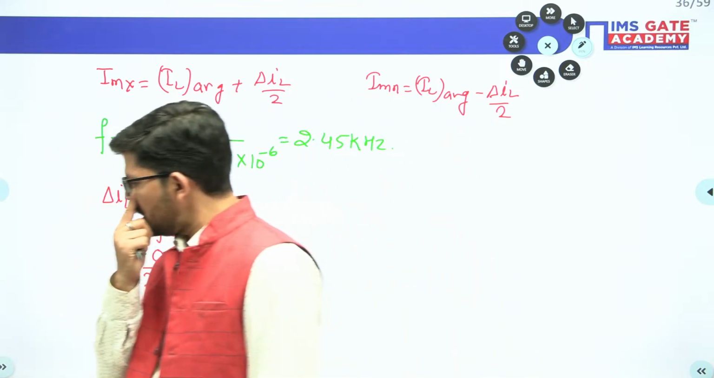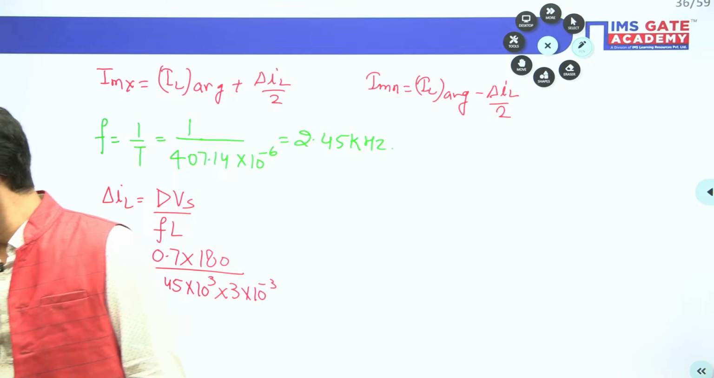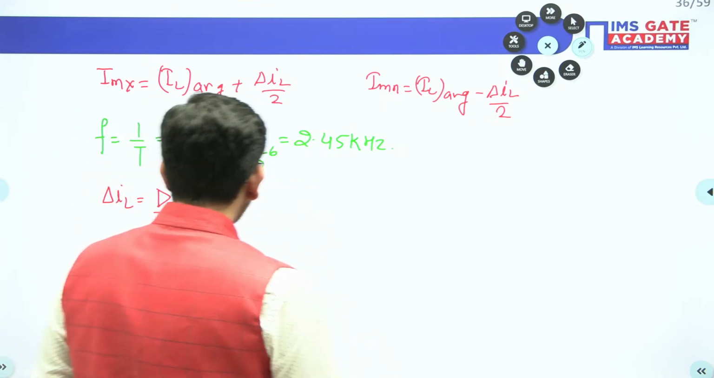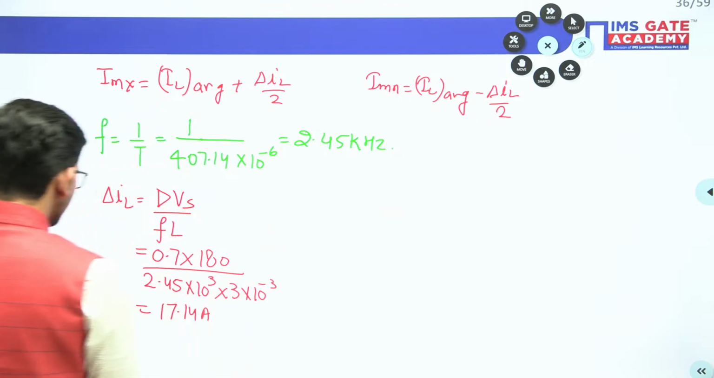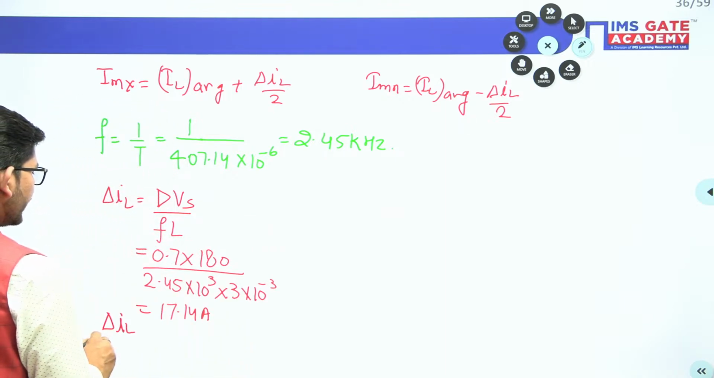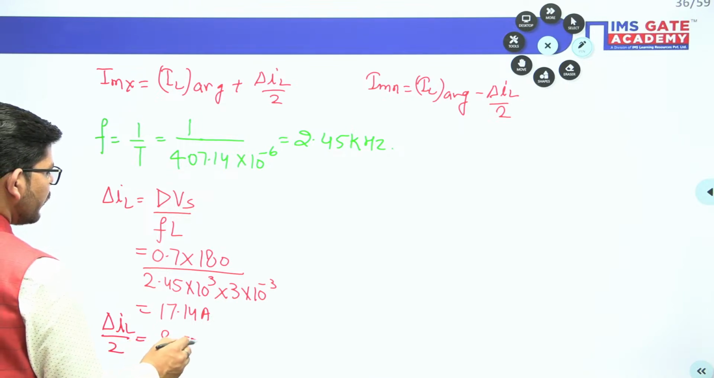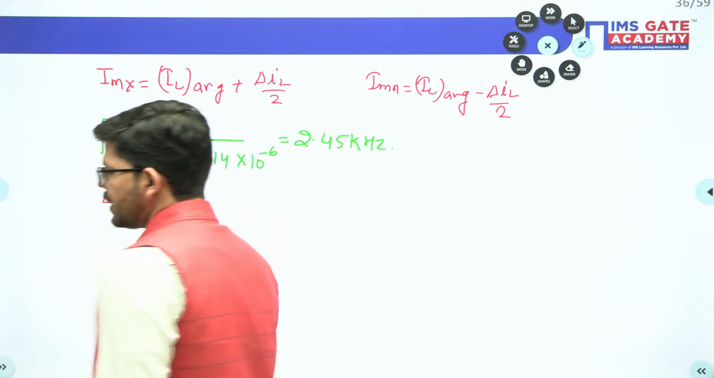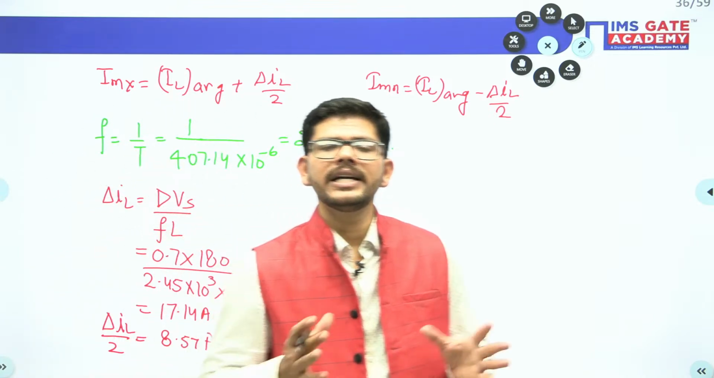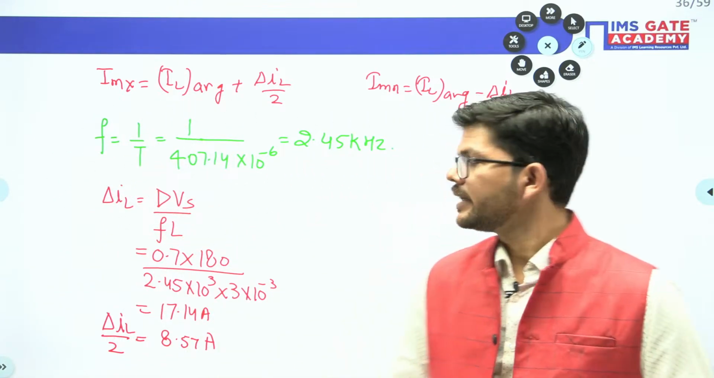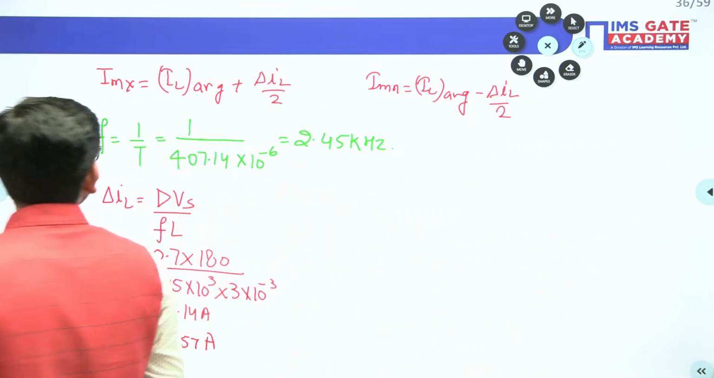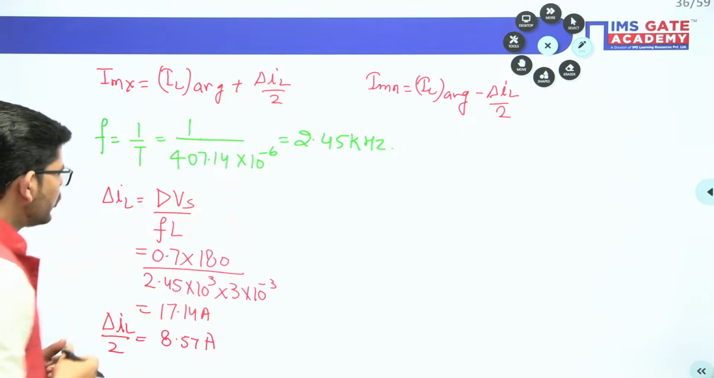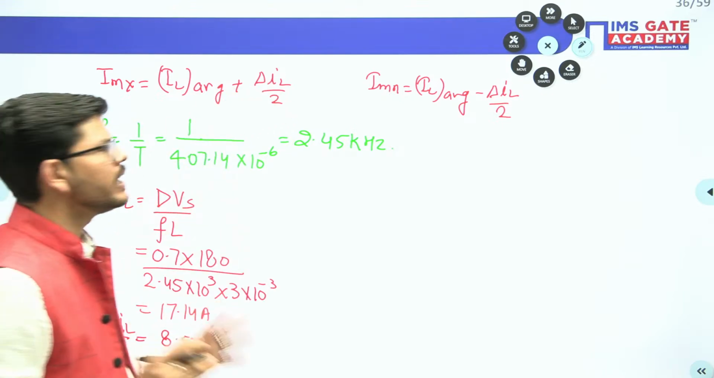So the value of del IL will be 17.14 ampere. Then del IL by 2 will be 8.57 ampere. So we have calculated the del IL value. Naru Gopal is saying 17.1. Very good. So we have calculated this much. Now del IL by 2 we have. Now we require IL average.